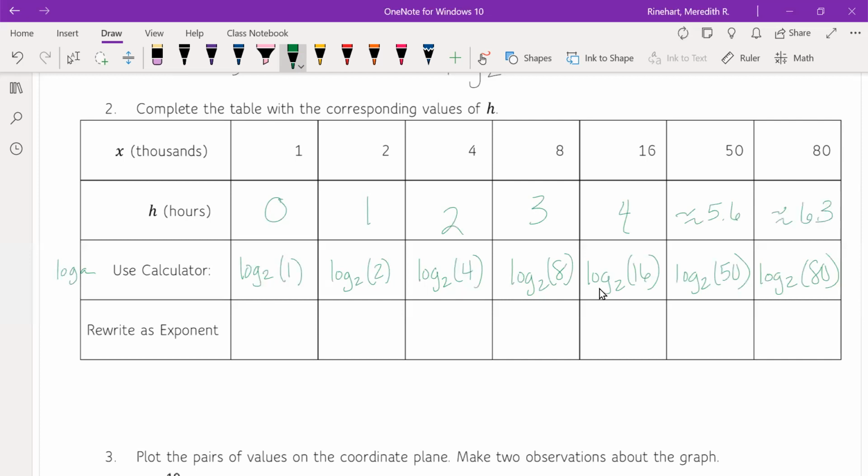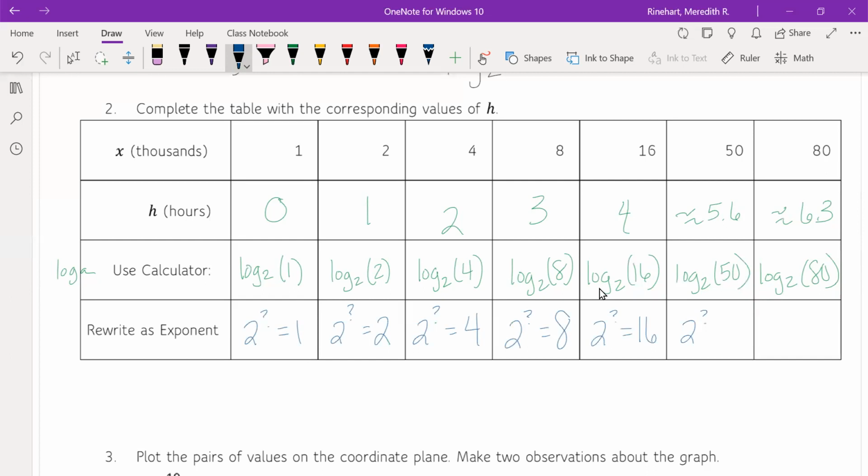We could also rewrite it as an exponent instead. So 2 to what power equals 1? 2 to the 0 power equals 1. 2 to what power equals 2? 2 to the first power is 2. 2 to what power is 4? 2 to the second power is 4. 2 to what power is 8? 2 to the third power is 8. 2 to what power is 16? 2 to the fourth power is 16.